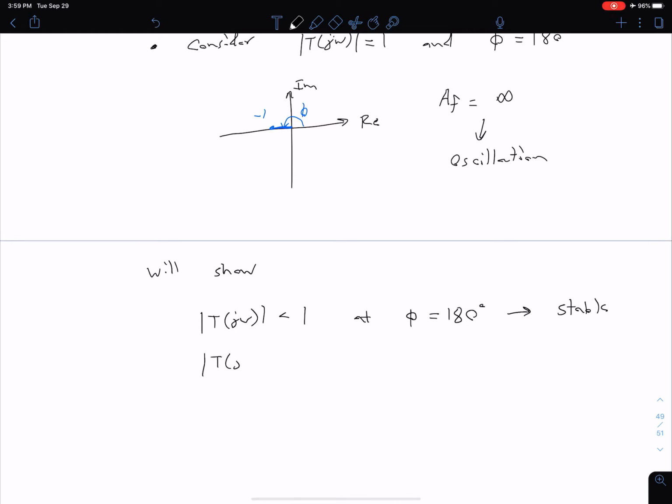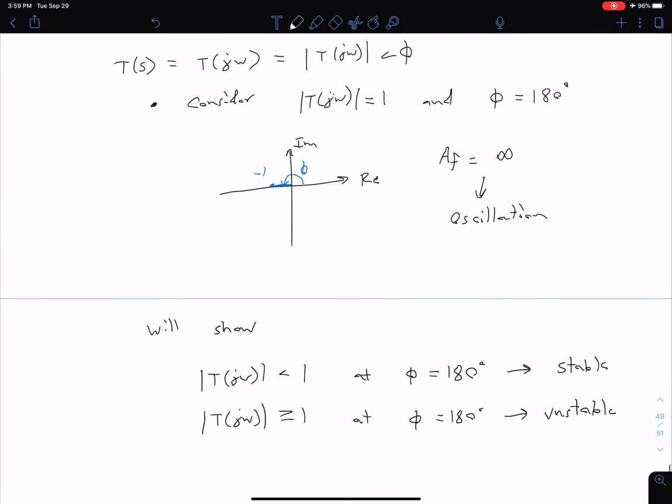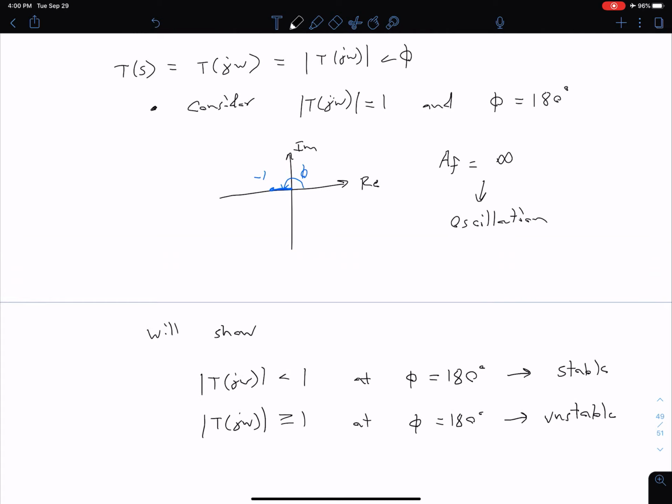If, however, the magnitude of our loop gain is greater than or even equal to 1 at a phase of 180 degrees, then our system is going to be unstable. And so again, we see that all of this information is contained in the loop gain of the circuit. In subsequent videos, we're going to look closer at loop gain equations for various types of circuits and see how we can determine stability from that, and a little later on, we're going to see how we can quantify the degree of stability of a circuit using our loop gain information.